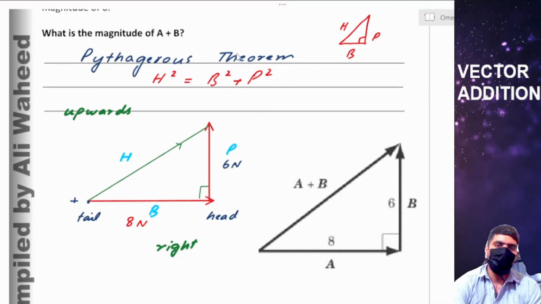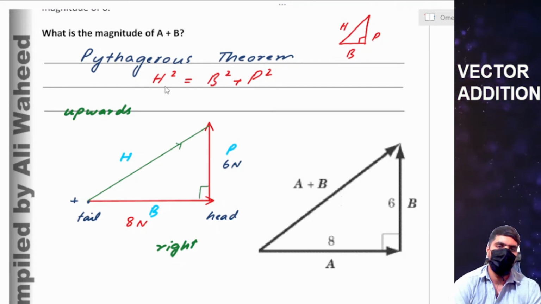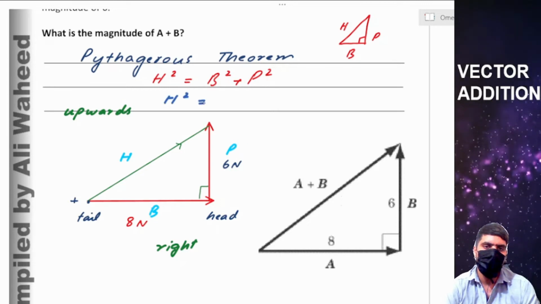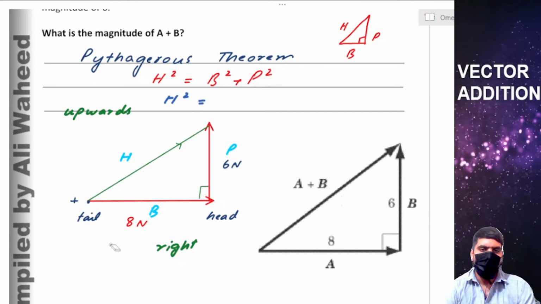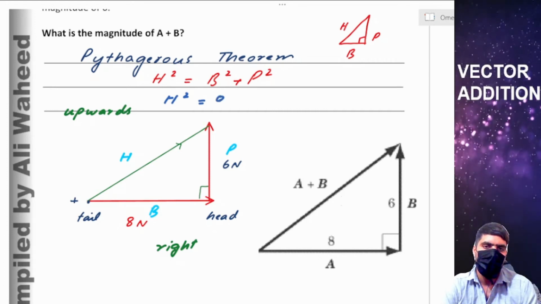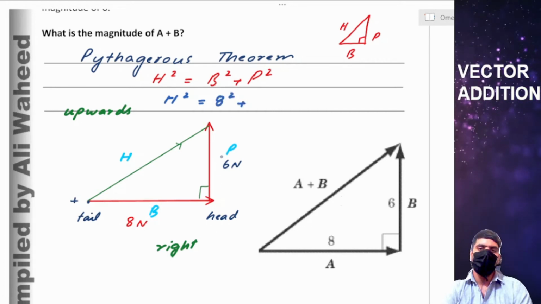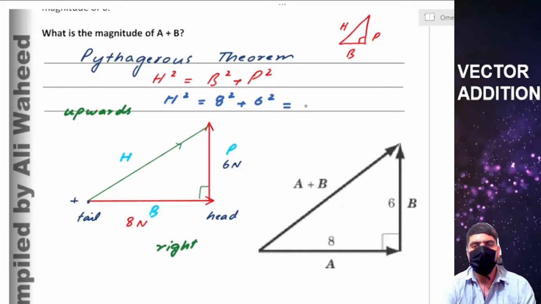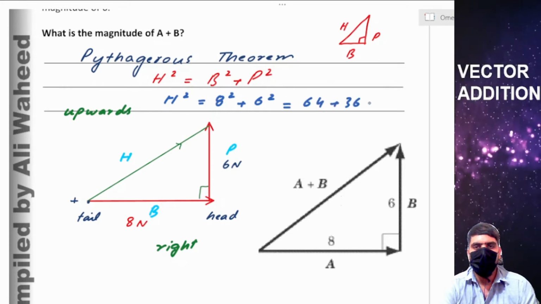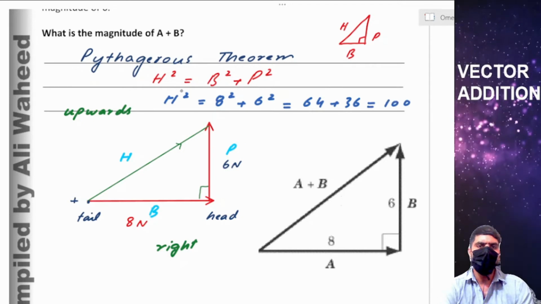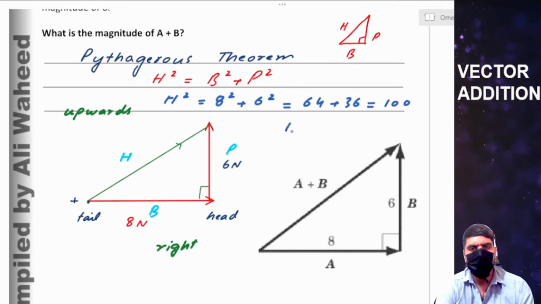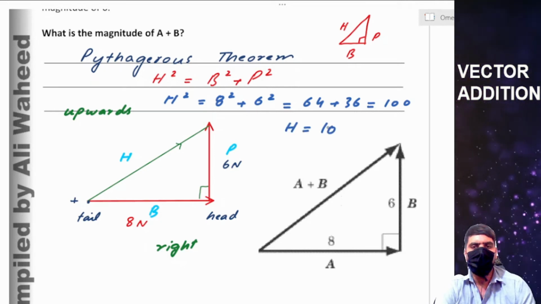So let us plug the values in the formula. Hypotenuse squared, we write it as it is, equals base squared. So base was 8, we write square of 8, plus perpendicular was 6, we write square of 6. And then we sort it out: 8 squared means 64, plus 36, that would be 100. But you were not supposed to find the value of h squared. You have to find the value of h only. So you take the square root on both sides and the answer would be 10.